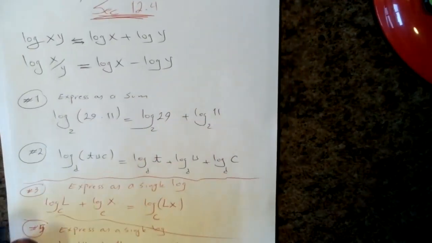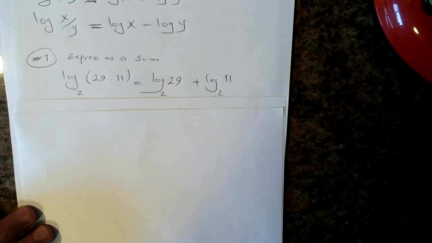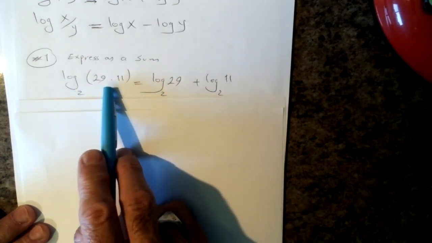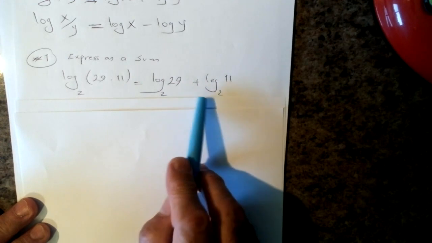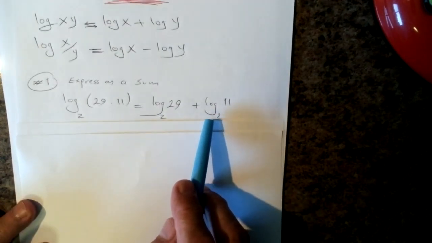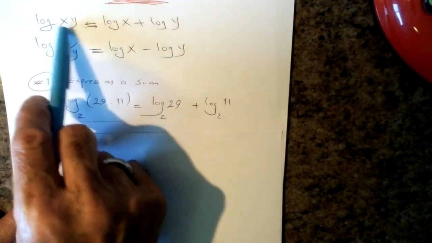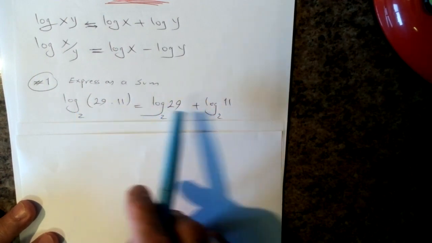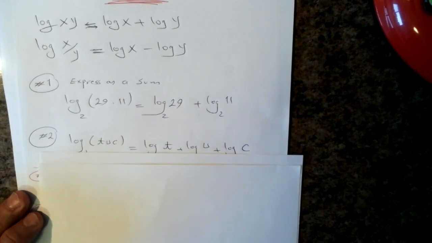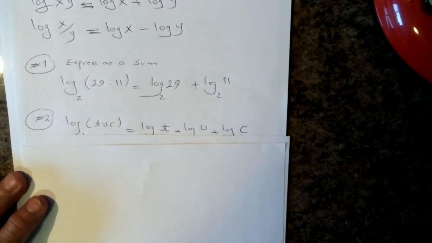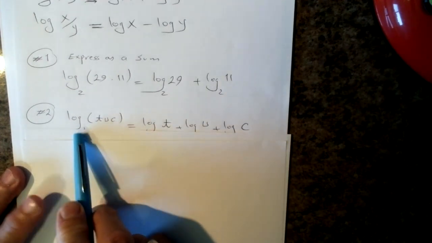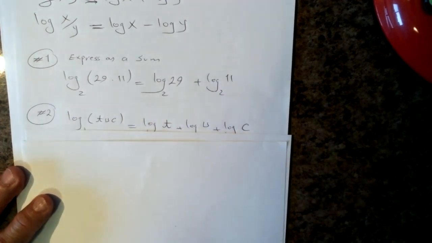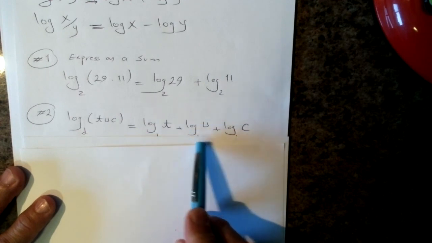But anyway, the first formula is when you go from 1 log and expand it to 2 logs. So log of 29 times 11 is log of 29 plus log of 11. So log of X times Y, you just separate each into 2 logs. There are 3 letters. How do I go from 1 log and expand it? Because there are 3 variables here, you expand it into 3 logs. So it's log of T plus log of U plus log of C.